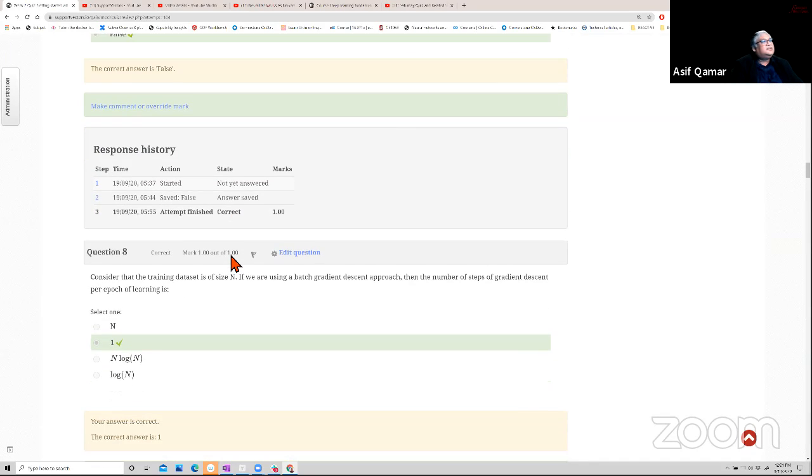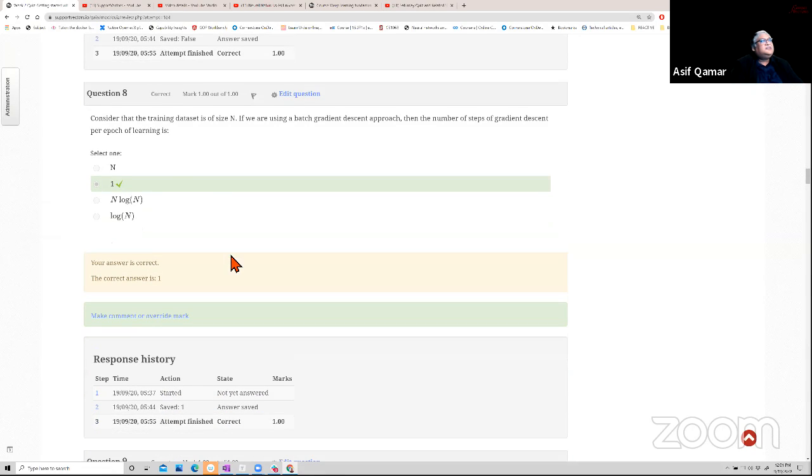Next question is, consider that the training data set is of size n. If you're using a batch gradient descent approach, then the number of steps of gradient descent per epoch is 1, because the entire data set is used to compute the loss, isn't it? So it's 1 step. 1 epoch is 1 step.